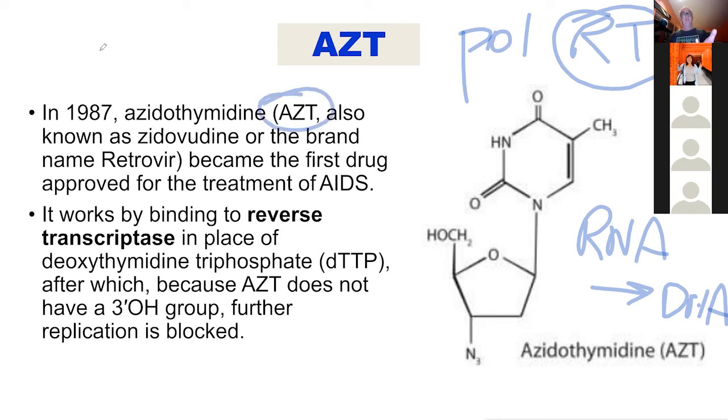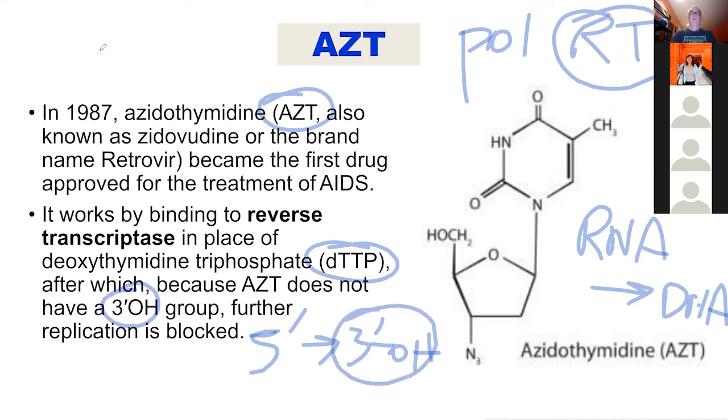very first thing that was made, and it looks like TTP, but instead of having it, it doesn't have a 3' hydroxyl. So we know that everything goes 5' to 3', and we add things to the 3' hydroxyl group. So if you can't add anything, then it stops. So it stops replication.